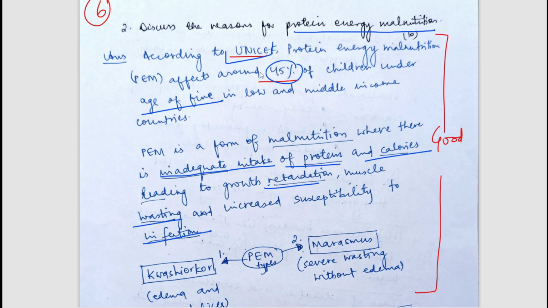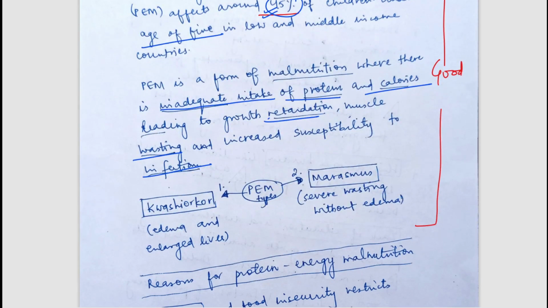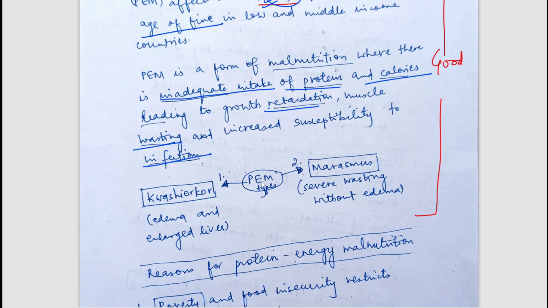I must highlight that here the data of 45% has been mentioned, and the source of the data, that is UNICEF, has also been mentioned. So a very well written answer. And protein energy malnutrition is generally of two types, Kwashiorkor and marasmus.